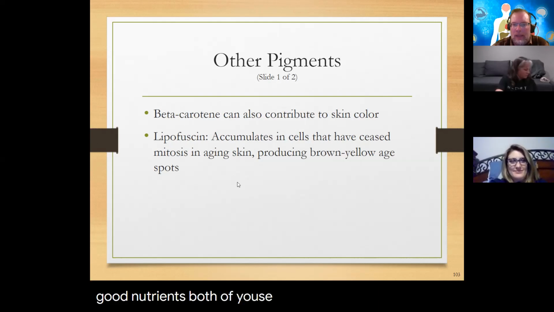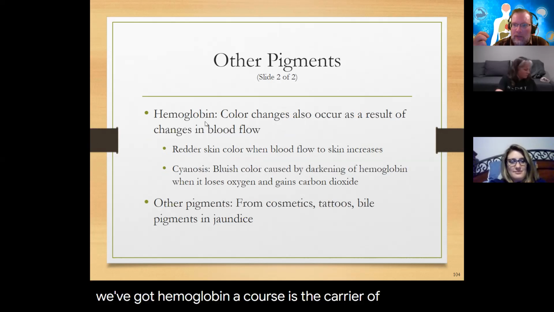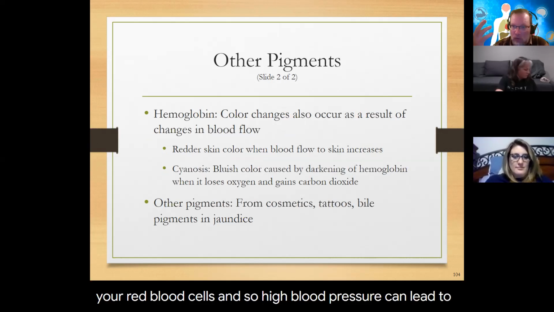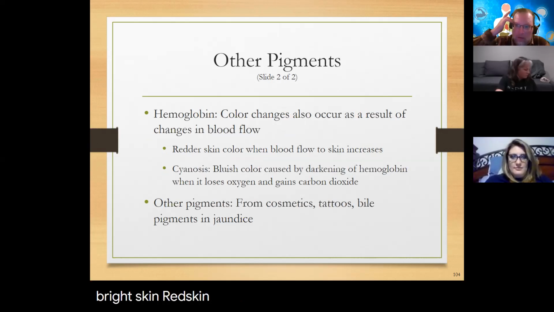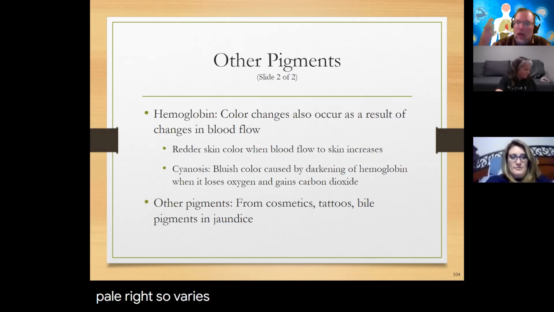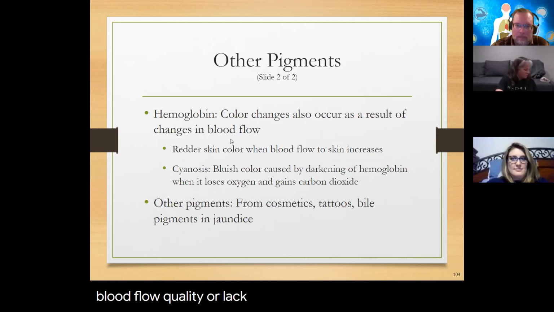Lipofuscin, that's your age spots. And then we've got hemoglobin, of course, the carrier of oxygen in your red blood cells. So high blood pressure can lead to bright, red skin, and super low blood pressure can cause pallor, or being pale, right? So various degrees of color. We look at that when we look at our patients, and that could be a determinant of blood flow quality or lack thereof, blood pressure issues.